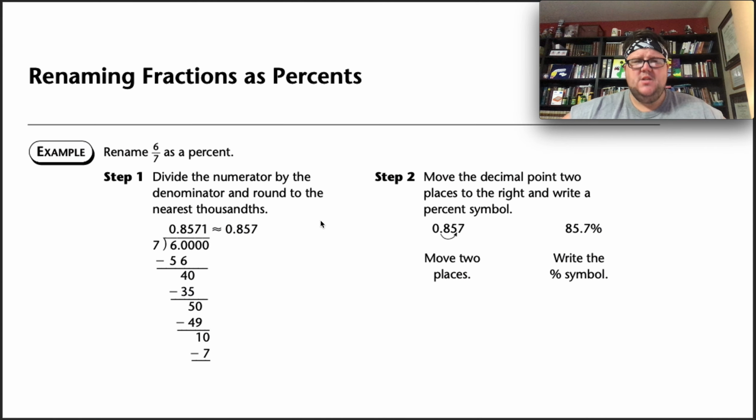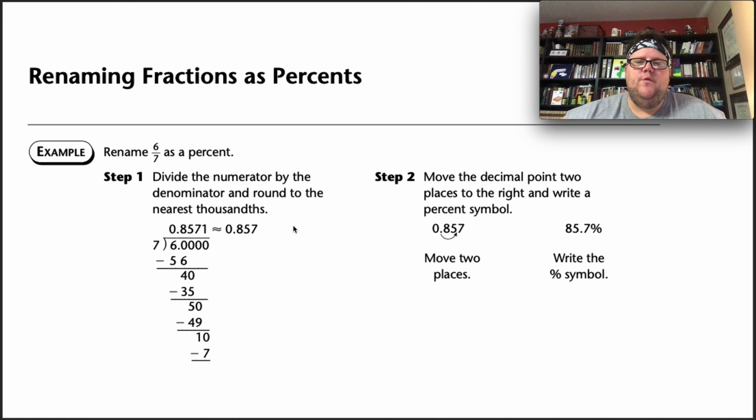So the way we do that is, say we wanted to rename 6/7 as a percent. What we're going to do is, remember, fractions are actually division. So we take the top number and we divide it by the bottom number. So in this case, it was 6 divided by 7, which comes out to about 0.857. And that's a decimal, obviously.